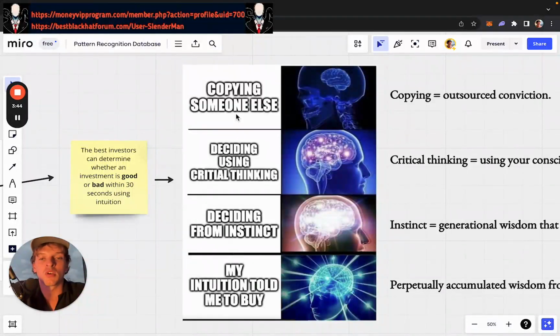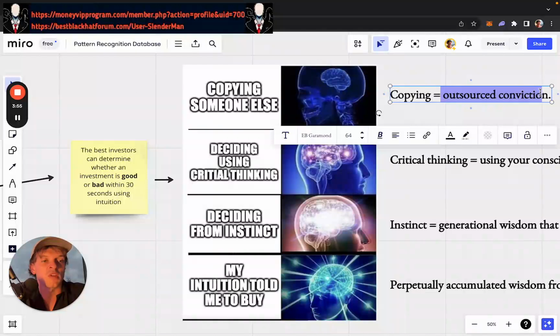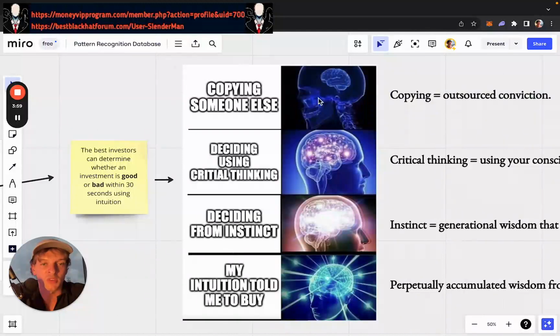But let's say someone goes on Twitter and just copies someone on Twitter, right? That's the most retarded, low-level sort of decision-making process that you can follow, right? You are outsourcing conviction to a stranger on the internet. You are literally a tiny little monkey brain, right? That's what this level is.